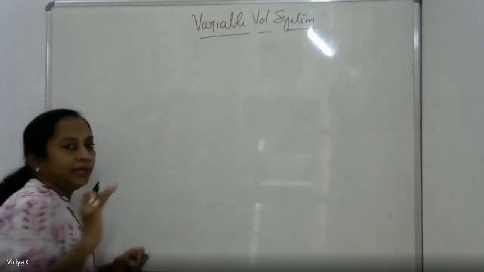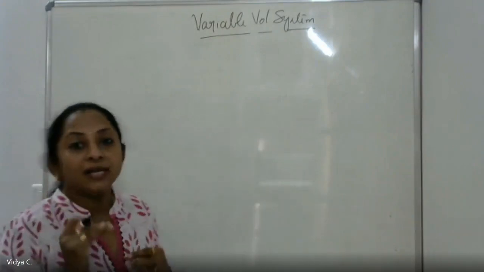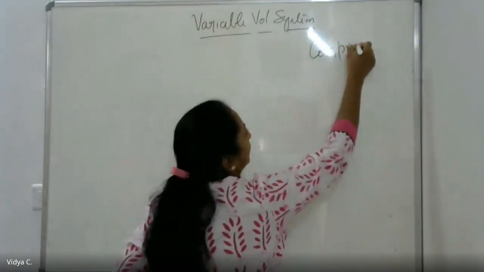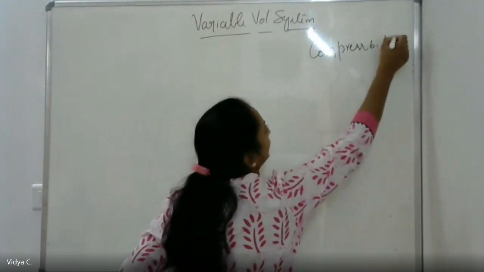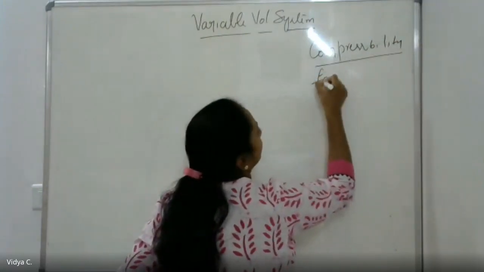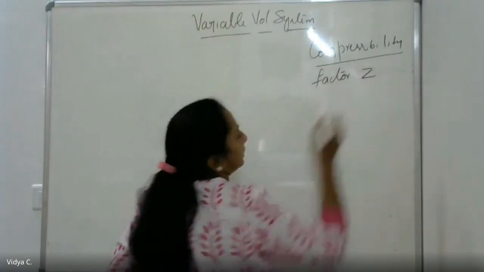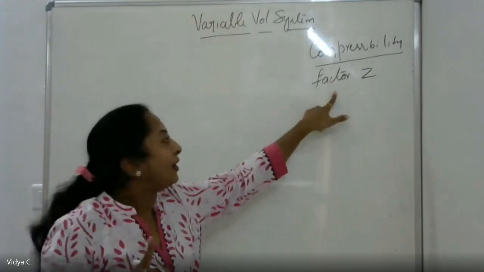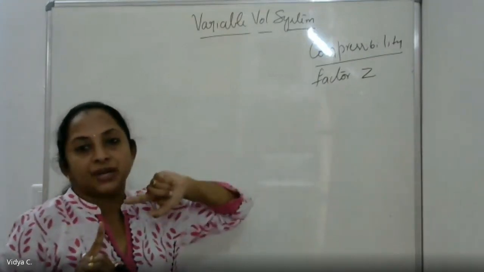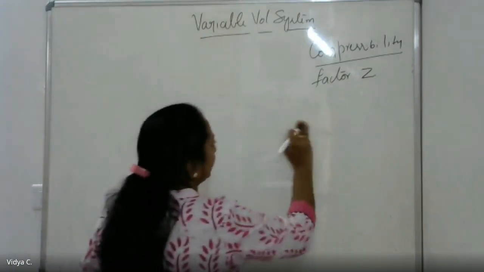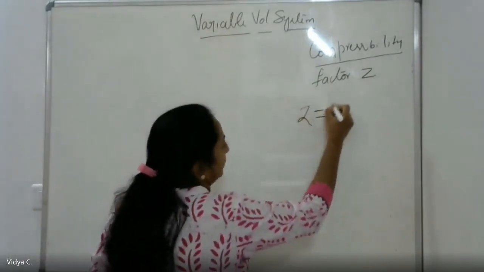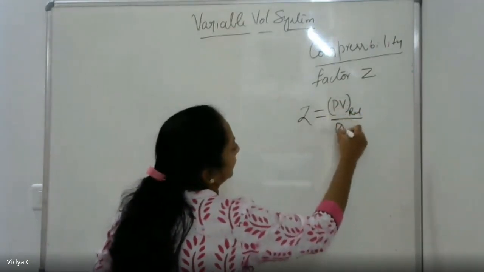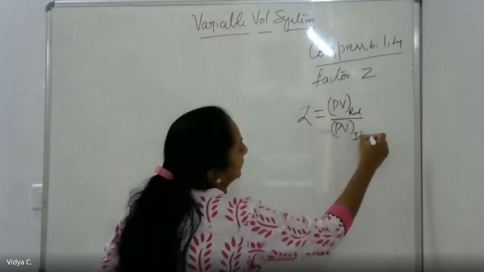For that, let us have a recap of what is compressibility factor. Compressibility factor, what you have studied in your thermodynamics class. Compressibility factor denoted by letter Z. This compressibility factor is used for real gases, in the equation of state for real gases. Z is equal to PV real by PV ideal. This is how we write.